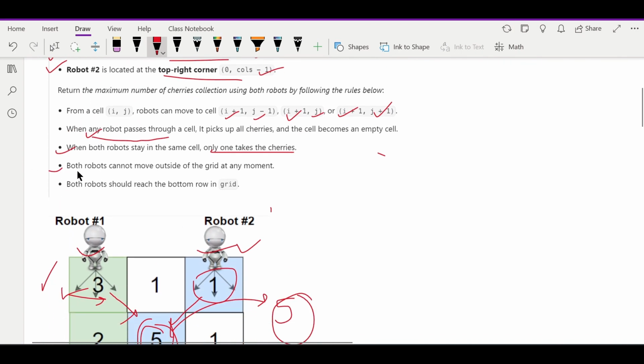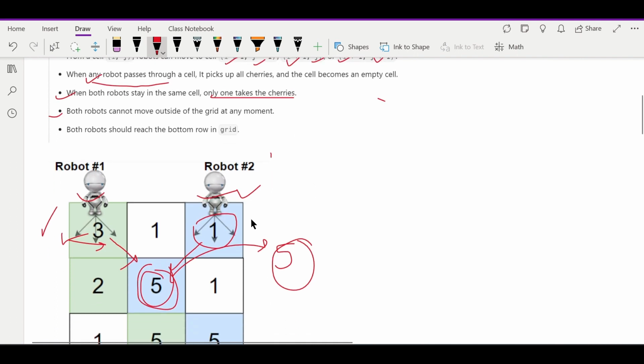And the fourth point is that both robots cannot move outside the grid. Obviously, robots cannot go outside the grid in any manner. Both robots should reach the bottom. The last point is important.